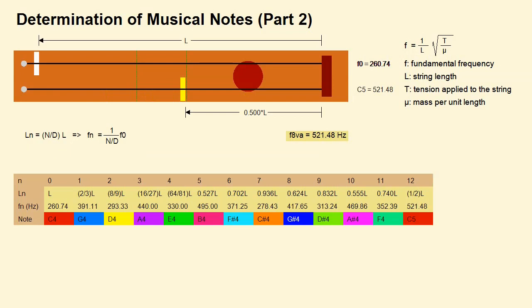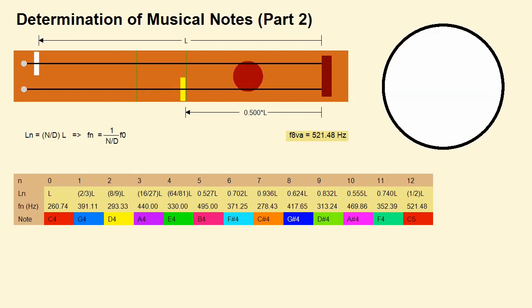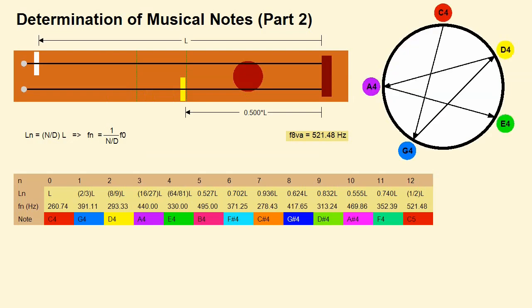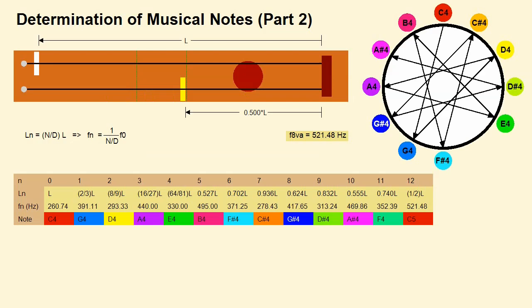Next is the presentation of the notes obtained on the circumference of a circle following the order in which they were generated, that is, by fifths. A regular 12-pointed star is obtained.